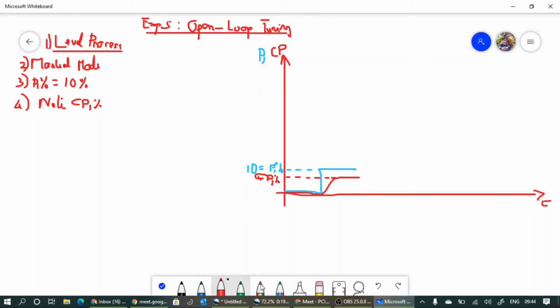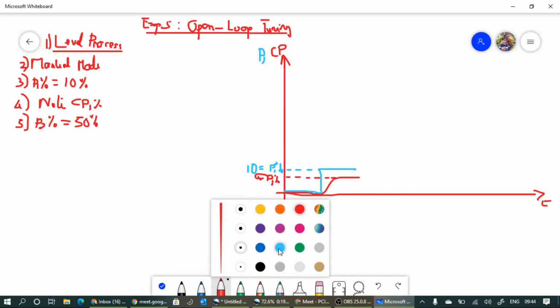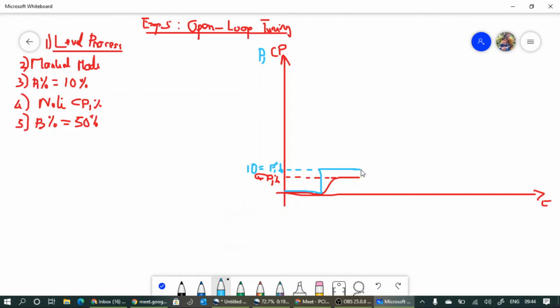then you have to change the value of manual control output to a new value. You can take it as P2 in percentage. For convenience, take it as 50%. So the new manual output is 50%. Once CP is settled, you are going to change the P value from 10% to 50%. So this is a new step value.